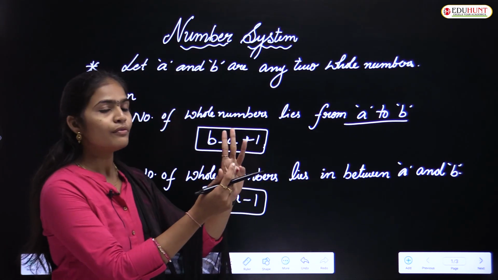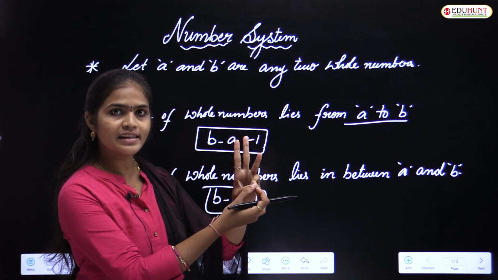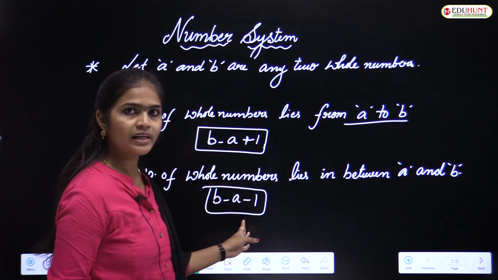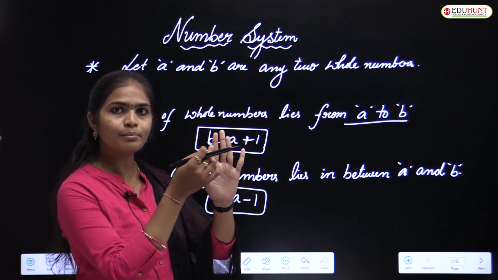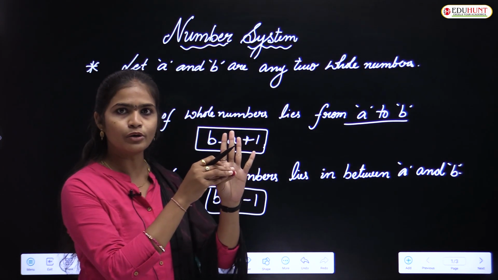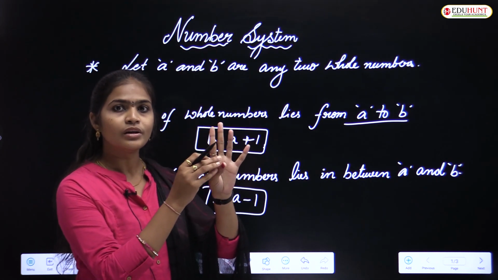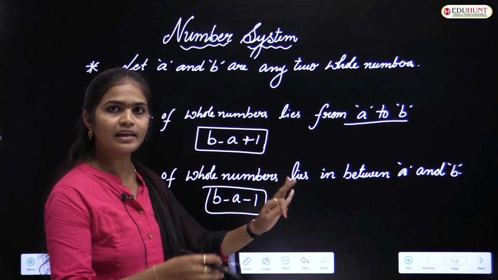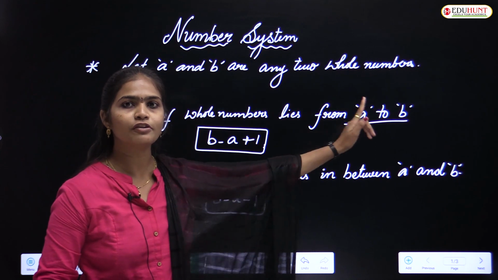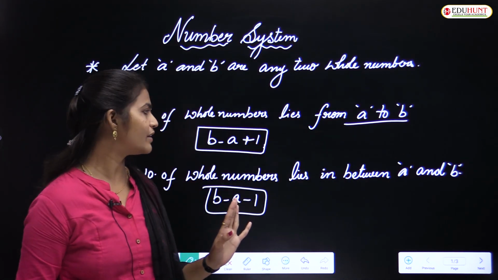Okay, that's why here we are subtracting these two, that's why minus 1. While you are counting the numbers from any two numbers, one of the numbers is included and the other is there too. If you subtract 1, then you will get the middle numbers. If you add 1, then you will get the from count. Okay, that is the difference.